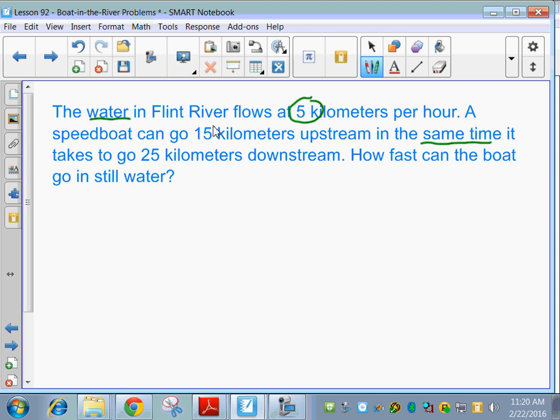And we've got a speedboat going 15 kilometers upstream. So is upstream against the water or with the water? Against the water, so the boat minus the water. And we actually know the water, so I'm going to plug that in. So the boat minus the speed of the water, which is 5, times the time, equals 15.